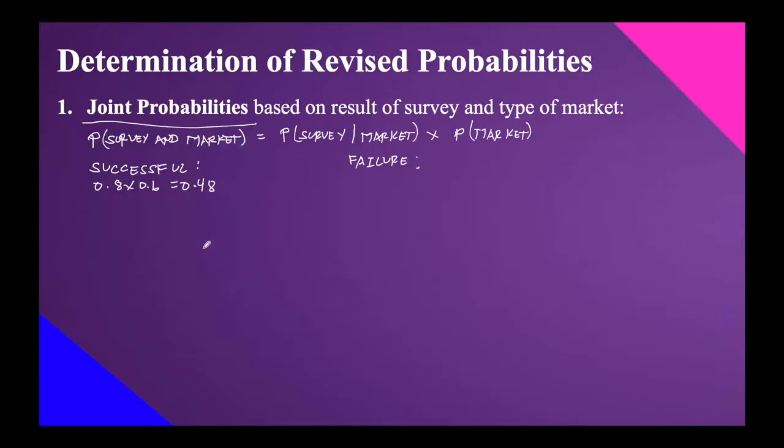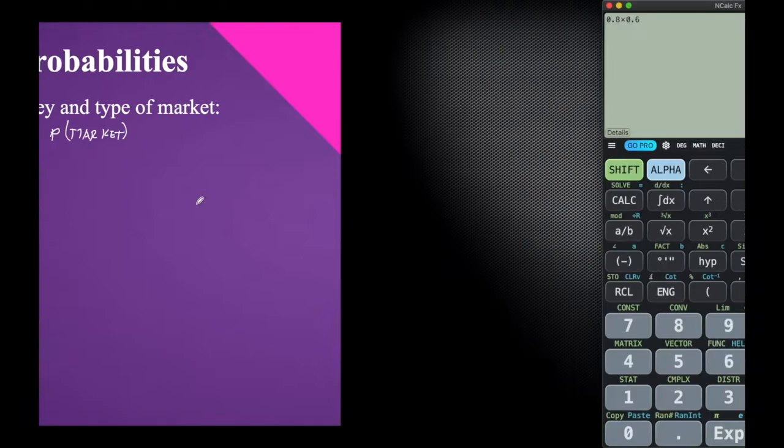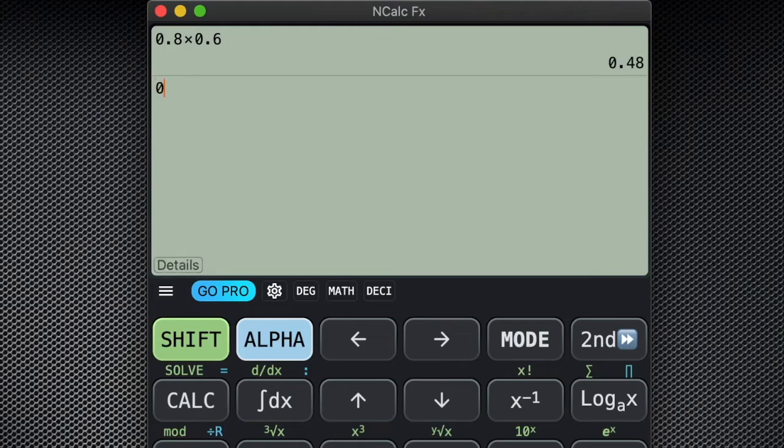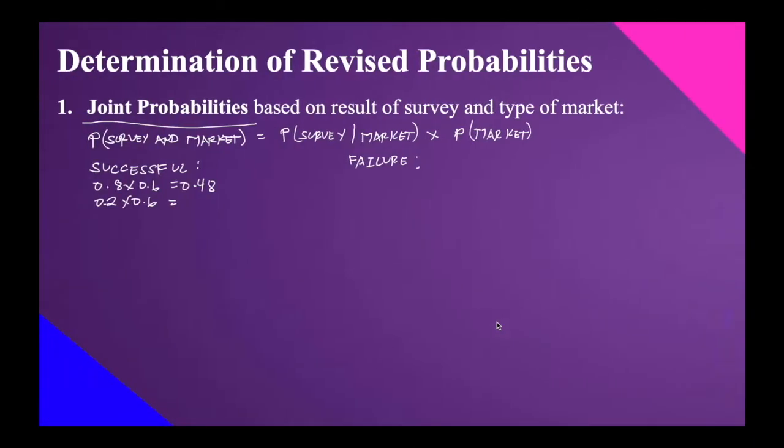Now, sa second naman tayo na successful, no, sa negative naman, which is 0.2 tapos 0.6. Okay, so let's write it here. 0.2 times 0.6. And this is equals to, go sa ating calculator, we have 0.2 times 0.6. That is 0.12. So let's write it here, 0.12. Ganon din ang gagawin sa failure.